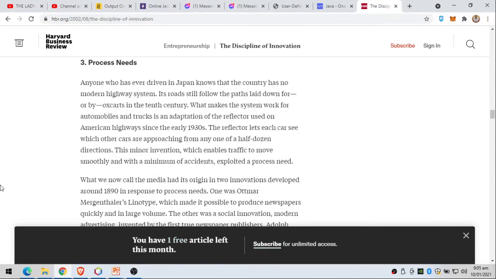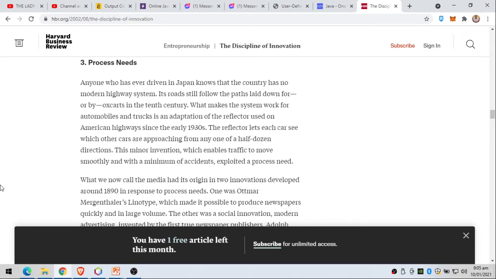Process needs. Anyone who has ever driven in Japan knows that the country has no modern highway system. Its roads still follow the path laid down for or by ox carts in the 10th century.